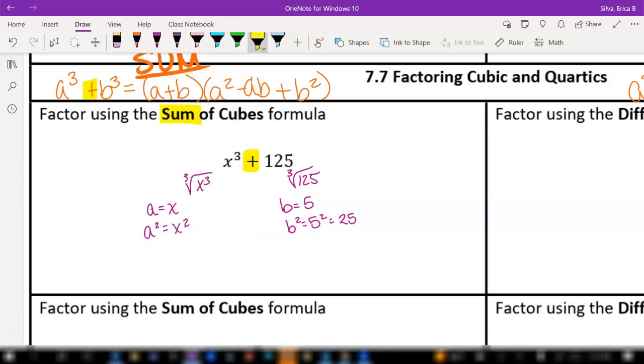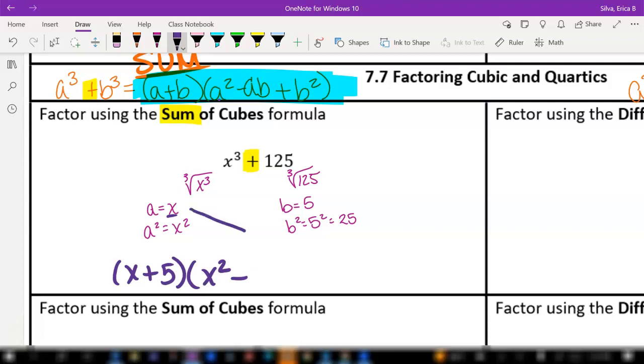So we're going to be using this equation, but instead of a, we're going to use what we have for a, which is x, instead of b. So we're going to put plus, and instead of b, we're going to put 5. And then we're going to now use a squared, which is x squared, and then minus a times b. So we're going to be multiplying these two. That gives us 5x. That's going to be my a times b. And then we're going to add b squared, and we already have it as b squared.